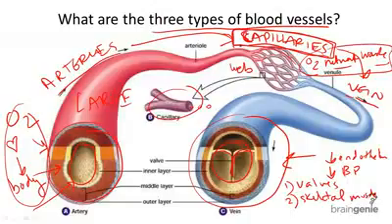So, at any given moment, about 30% of your blood in circulation will be in your arteries, 5% will be in your capillaries, and, you got it, 65%, if you do the math, in the veins. Now, hopefully you can teach somebody else about your blood vessels.